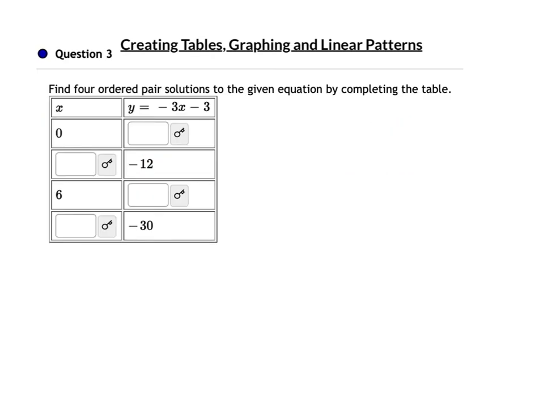We had this equation on our last assignment, and I did some examples in the teaching part of this video. Take a look at this table and notice that we have x. X is 0. Our equation is y equals negative 3x minus 3. I can plug in 0, negative 3 times 0 minus 3, which is negative 3.